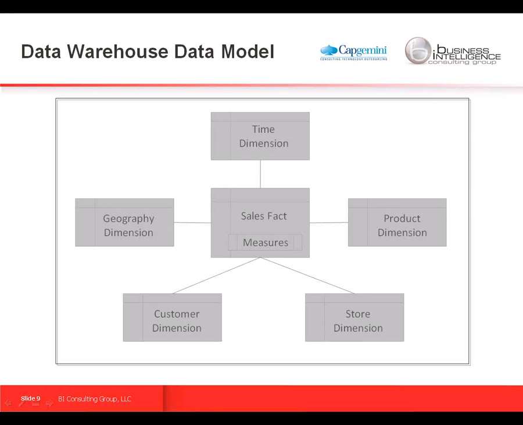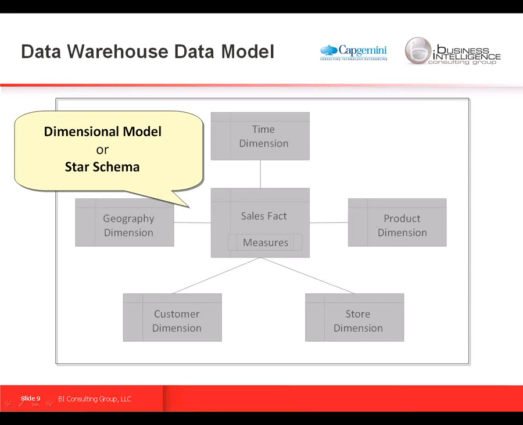So the warehouse data model is a completely different shape. You'll see that it's a very simple structure. It's called a star schema or a dimensional model. I'm not going to get into a lot of details on how that works.